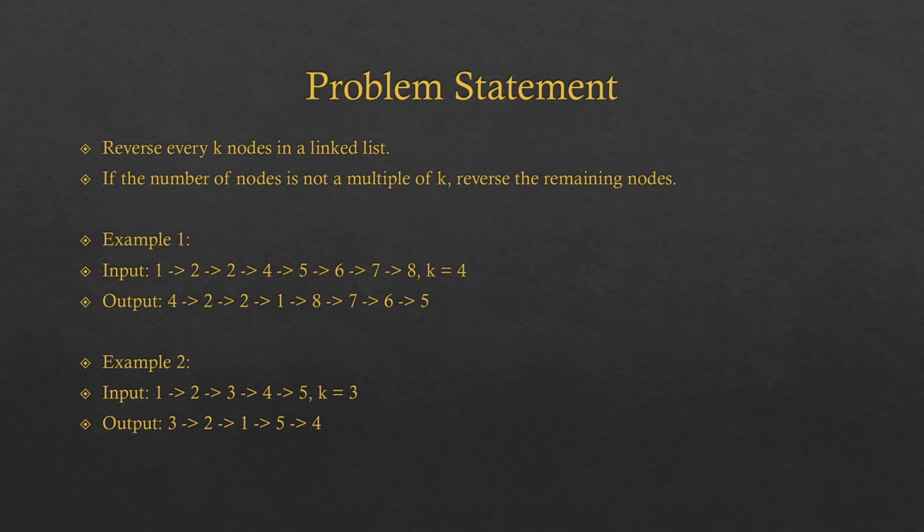In the second example, with k equal to 3, we reverse the first group of 3 nodes 1, 2, 3, resulting in 3, 2, 1. The remaining nodes 4 and 5 are reversed as a group, producing the final list 3, 2, 1, 5, 4.